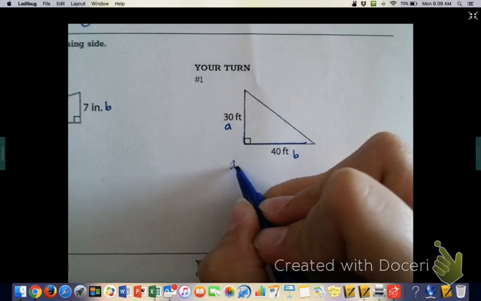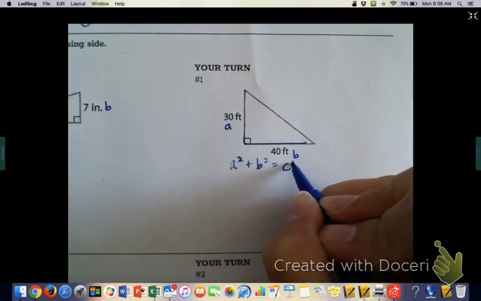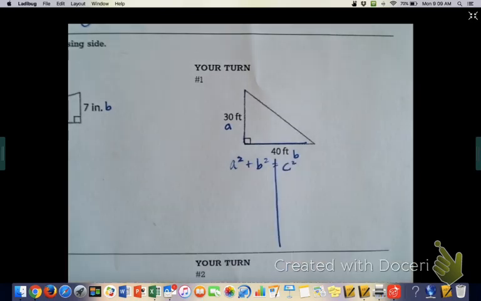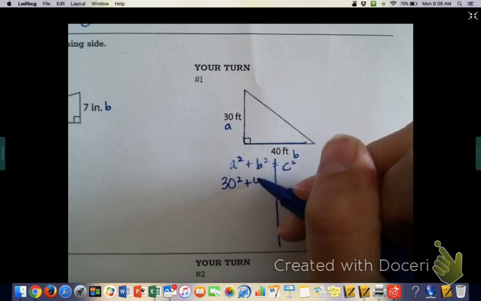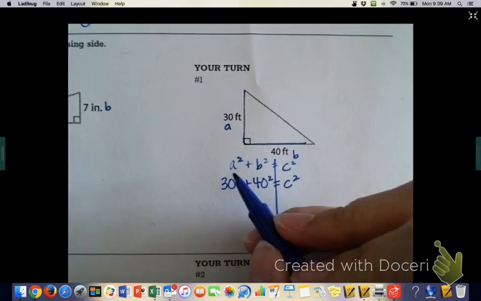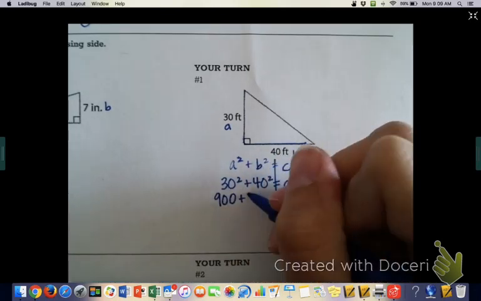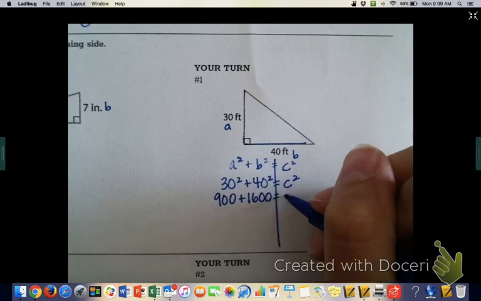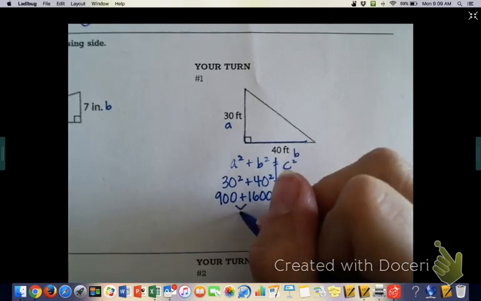So A squared plus B squared equals C squared. You should always start by writing that down, just so you can make sure you're writing down the correct information. So that was my 30, plus that is my 40, and we don't know C. 30 squared is 30 times 30, which is 900. 40 times 40 is 1600. So when you add 900 plus 1600, you get 2500.